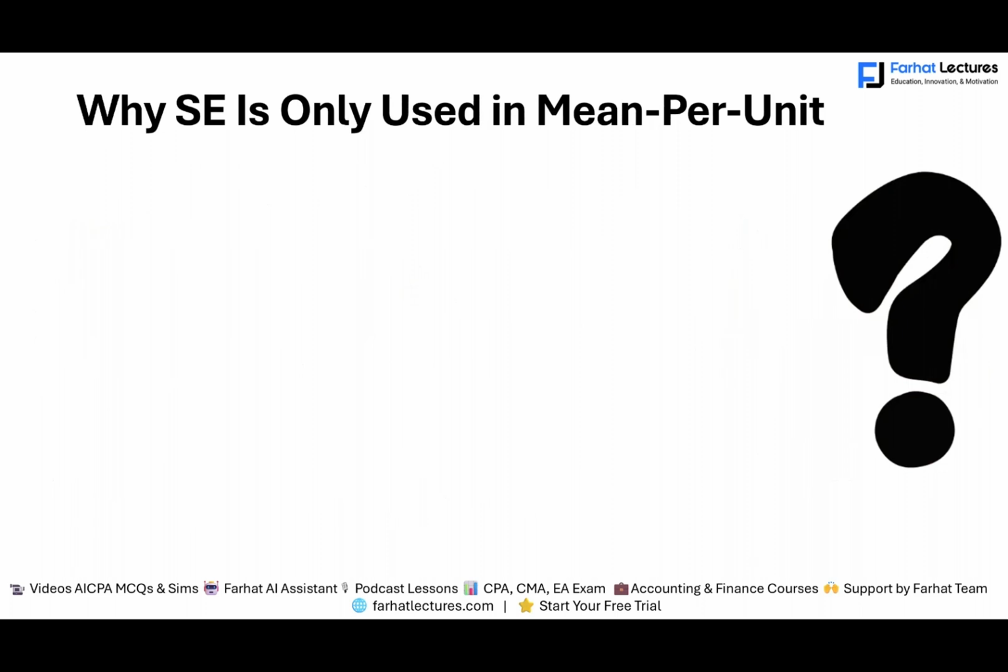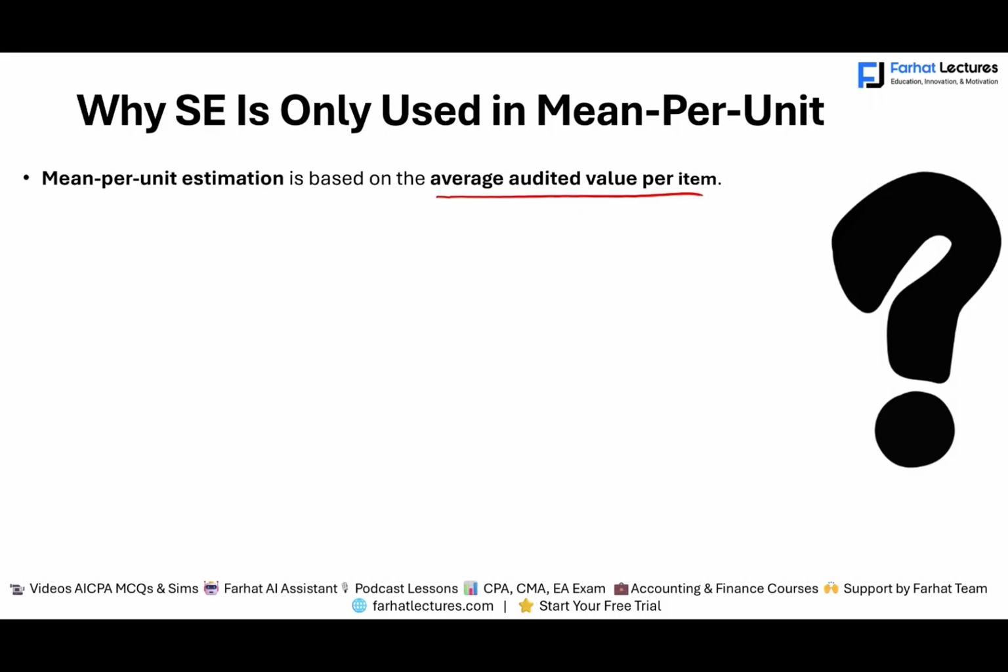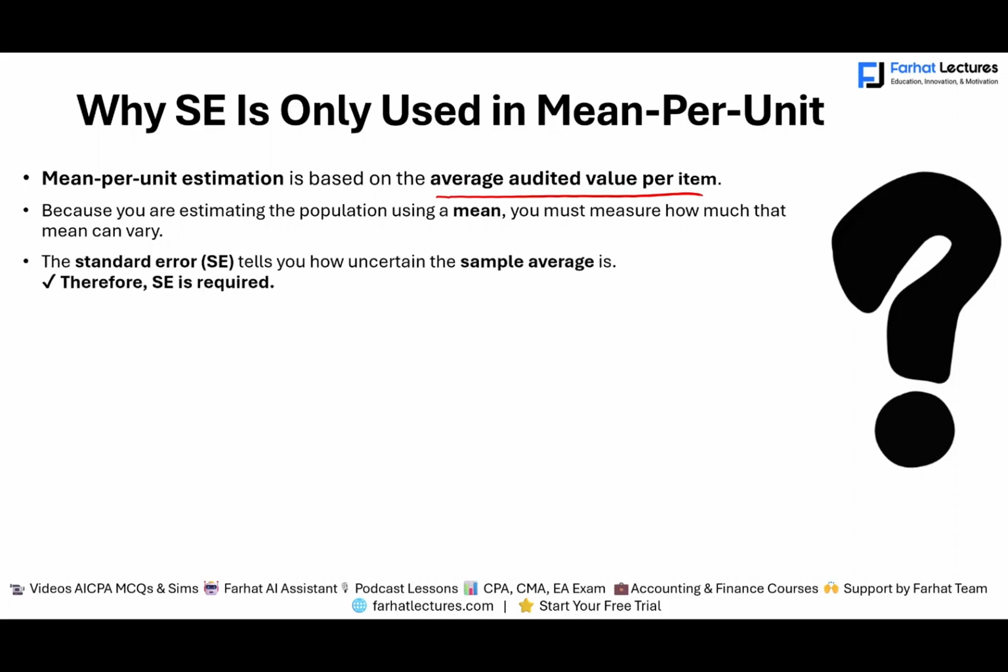Now, why is SE, the standard error, only used in the mean per unit? Well, because that method is based on the average audited value per unit. Because you are estimating the population using a mean, you must measure how much the mean can vary, because the mean can vary. So the standard error tells us how uncertain the sample average is. Therefore, the SE is required.